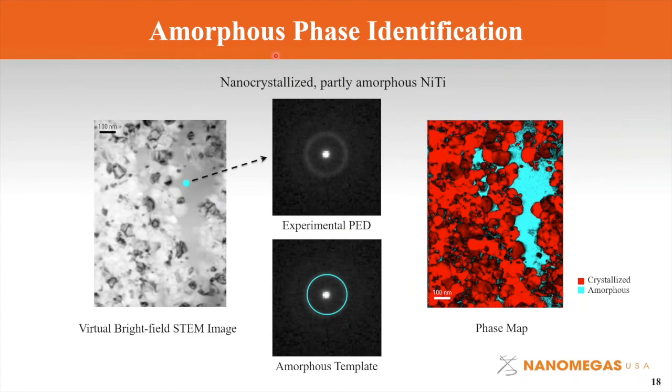Amorphous phase can also be indexed in a similar fashion. Shown on the top is a precession pattern obtained from an amorphous region of this nickel titanium structure. A ring-like template can be constructed to mimic the diffraction signal obtained from the amorphous region. Shown on the right is the obtained phase map where the amorphous phase and the crystalline phase are mapped out. So indexation is only the first step. After that, we can extrapolate a lot more information from the material.